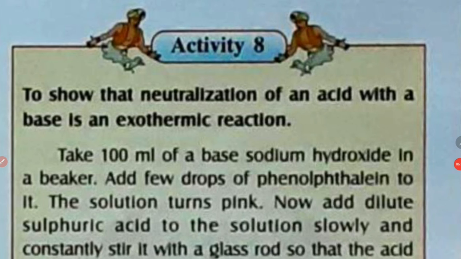To understand this better, we are doing this activity number 8, right. Actually this should be done in the lab. Now to show that neutralization reaction of an acid with a base is an exothermic reaction. As you all know what neutralization reaction is, it is a reaction between an acid and a base. Now we are proving that it is an exothermic reaction. Take 100 milliliter of a base, that is sodium hydroxide, in a beaker. Add few drops of phenolphthalein. Now why phenolphthalein? As you all know what is a phenolphthalein, it is an indicator, right.